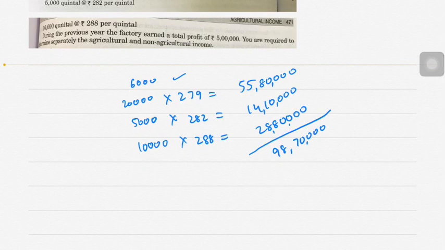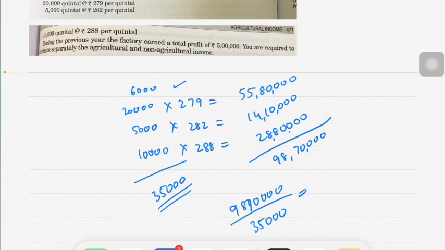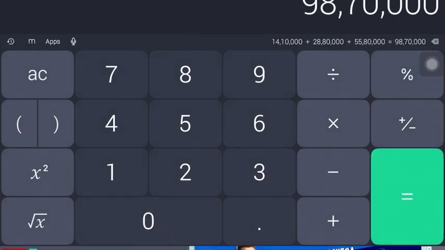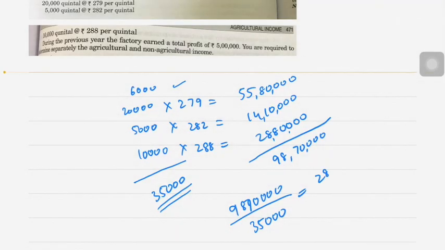98,70,000. So, and how many is purchased? 35,000. Correct? So, 98,70,000 divide by 35,000. Take the average price. Divide by 35,000. It comes to 282. So my market price is 282. Okay.